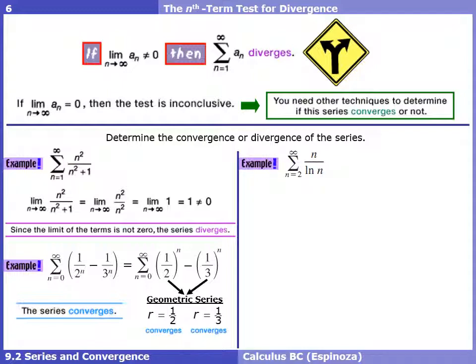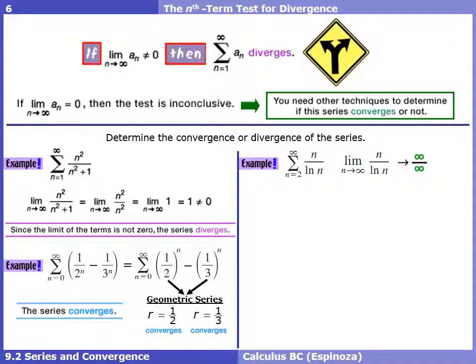In this next example, there's definitely no way this is a geometric series, so we're just going to go ahead and take the limit of this infinite series. So what is this limit equal to? Well, if we plug in infinity in the top and the bottom, we get infinity over infinity.